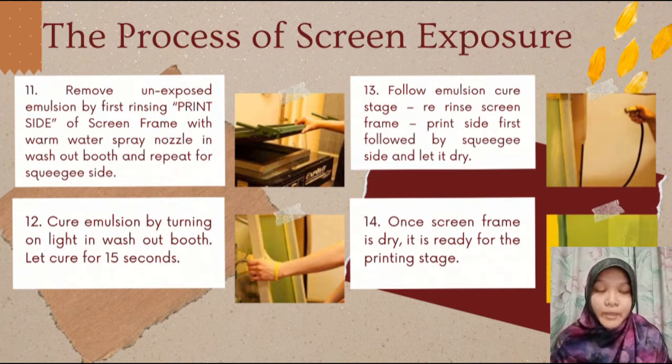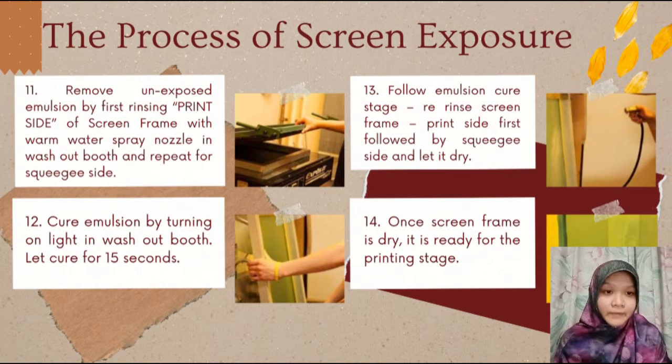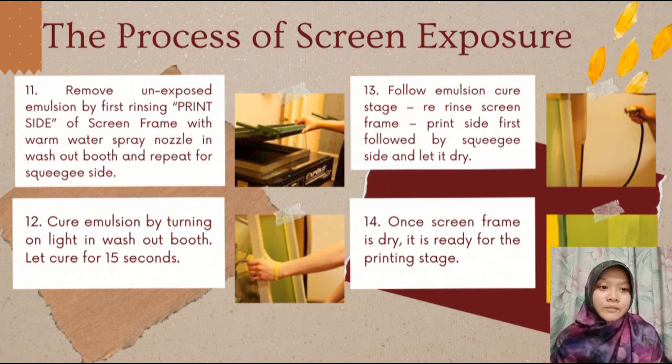And then, we have to follow the emulsion cure stage and re-rinse the screen frame, print side first followed by the squeegee side, and let it dry. Once the screen frame is dry, it is ready for the next stage, which is printing. So for the next process, after preparing the screen, then we have screen exposure. So for the next one is, of course, we are going to go to the process of screen printing.